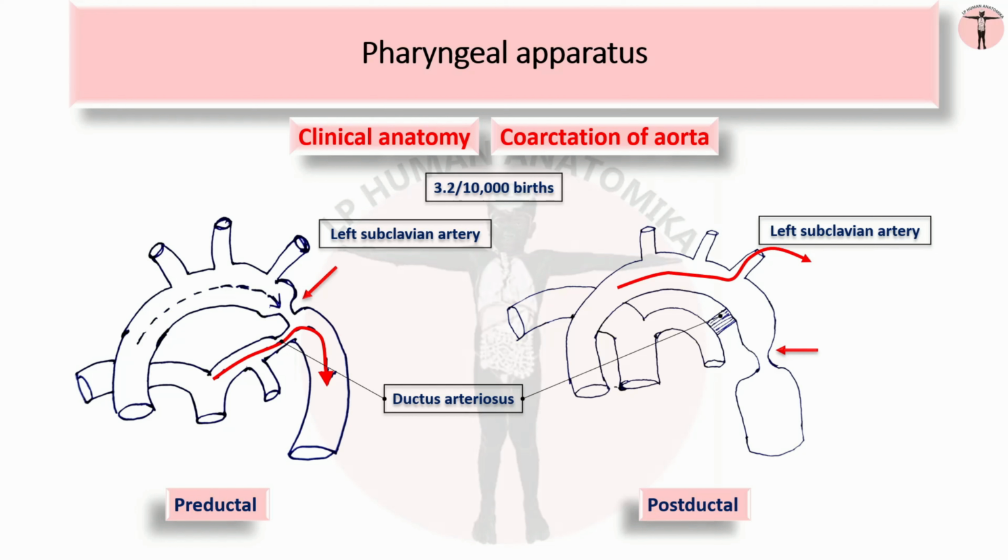Classic clinical signs associated with this condition include hypertension in the right arm concomitant with lower blood pressure in the legs. The cause of aortic narrowing is primarily an abnormality in the tunica media of the aorta, followed by the proliferations in the tunica intima.